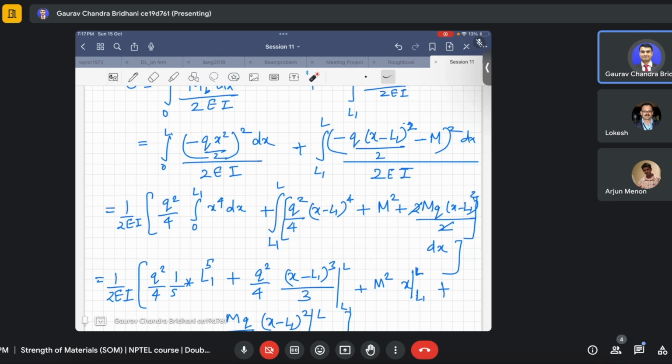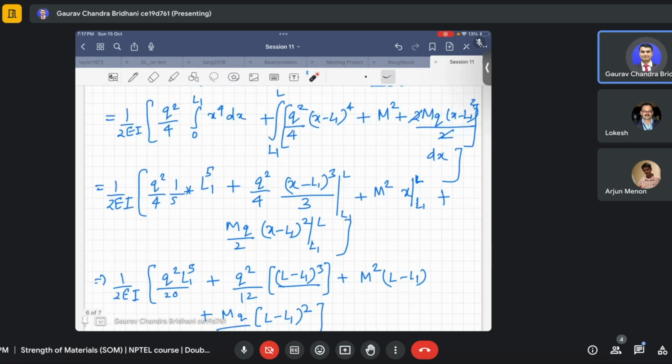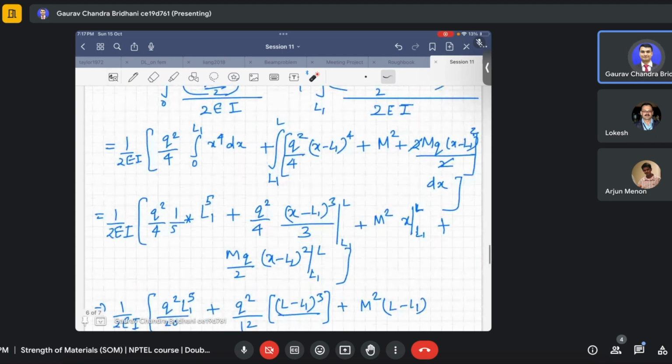I am just using the identity a plus b whole square. So it will be q square by 4, this q square by 4 into x minus L1 power 4. This will be plus m1 square plus 2 into m into this expression. So that is q into x minus L1 whole square by 2. So 2ab.